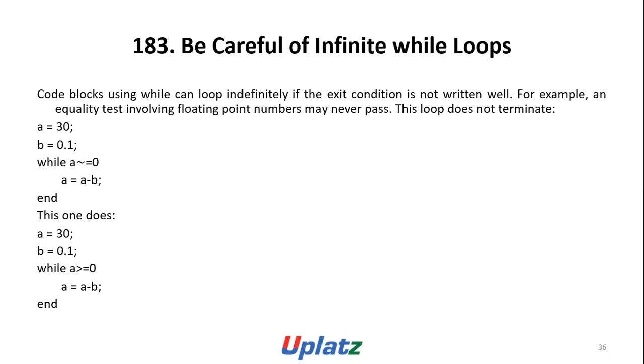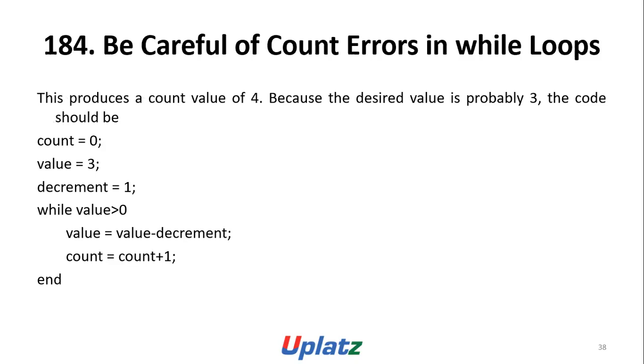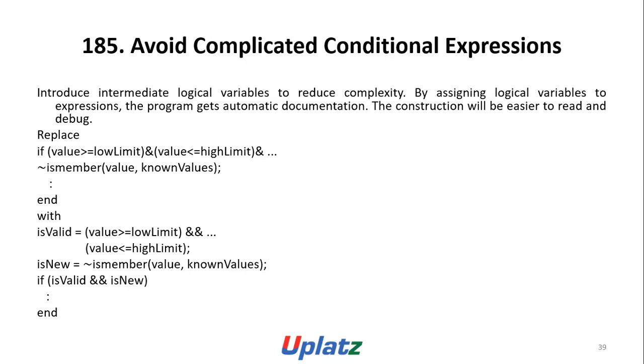It is easy to write code like: count = 1, value = 3, decrement = 1, while value greater than 0, value = value - decrement, count = count + 1, end. Be careful of count errors in while loops. This produces a count value of 4 because the desired value is 3. The code should be count = 0, value = 3, decrement = 1, while value greater than 0, value = value - decrement, count = count + 1, end.